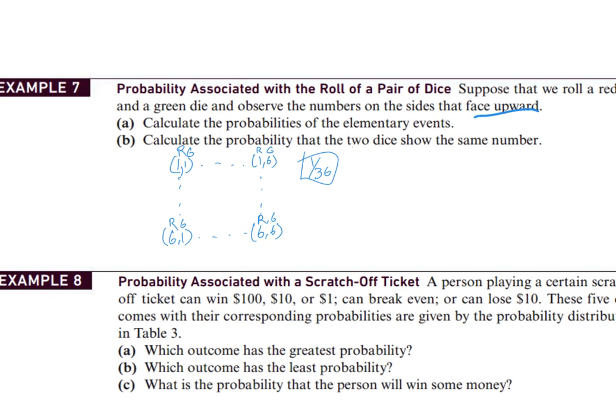Now, calculate the probability that the 2 dice show the same number. That's going to happen along the diagonal: 1,1, 2,2, 3,3, 4,4, 5,5, 6,6. So there are 6 out of 36 ways that occurs, and the probability will be 1/6.